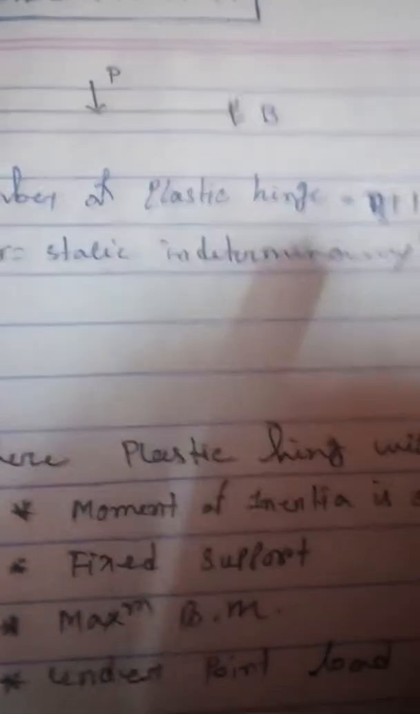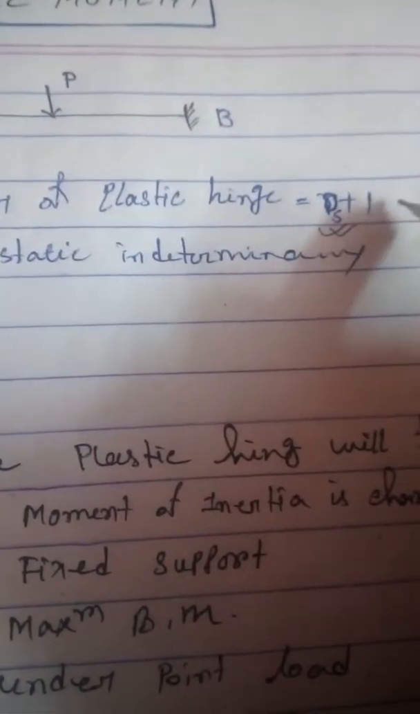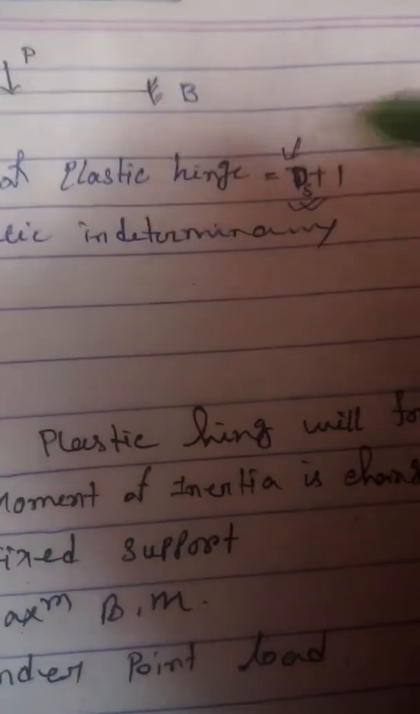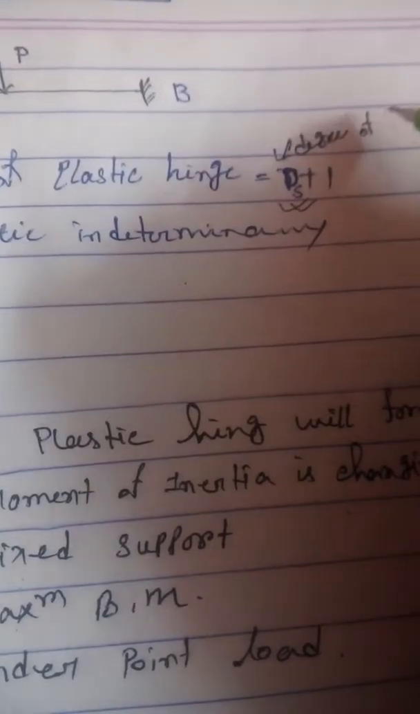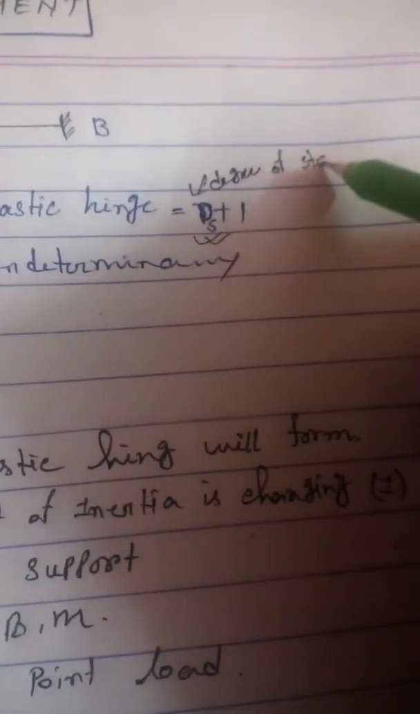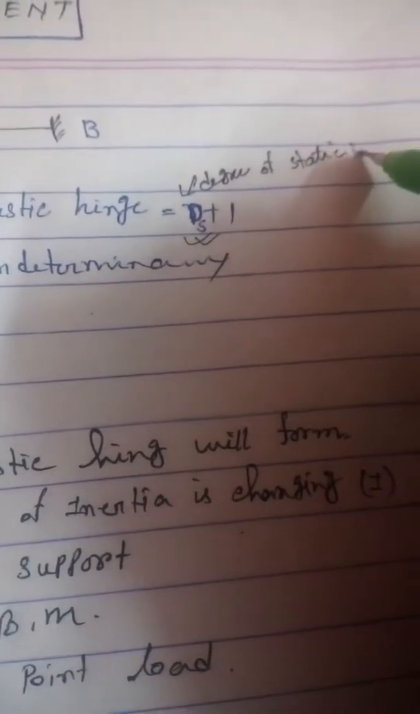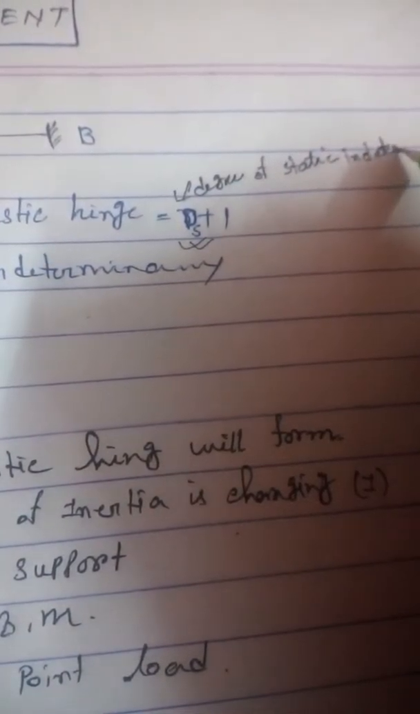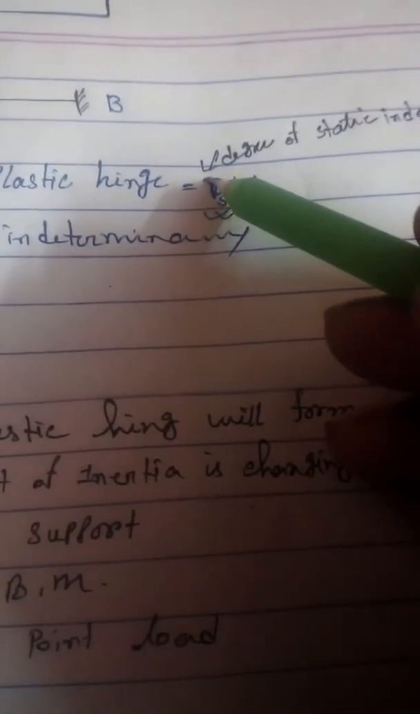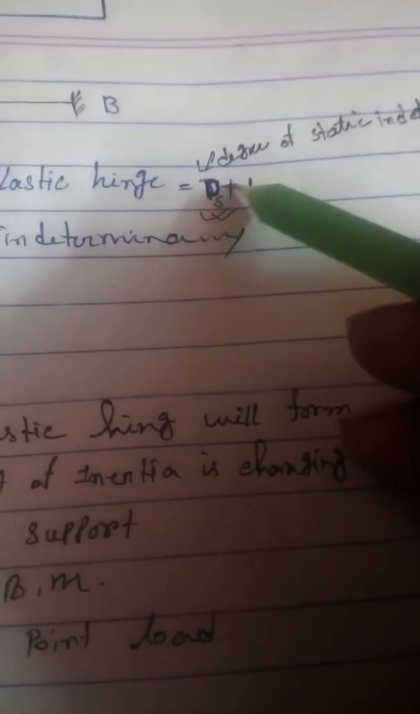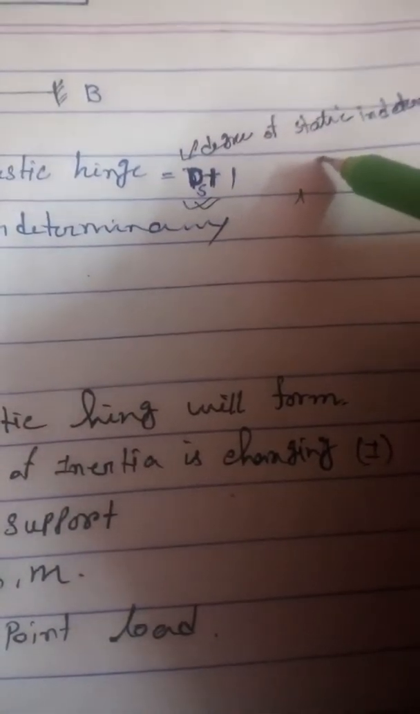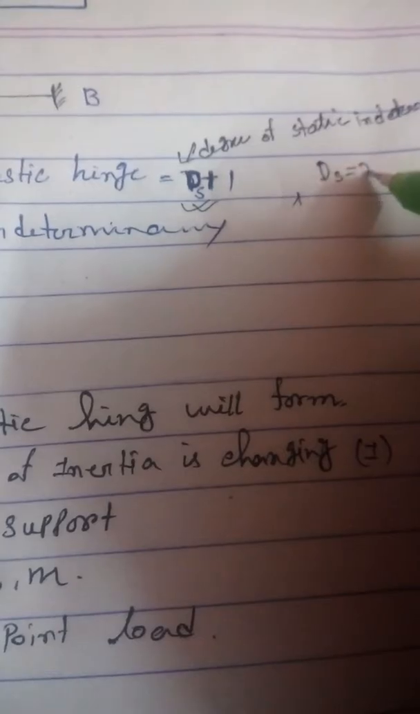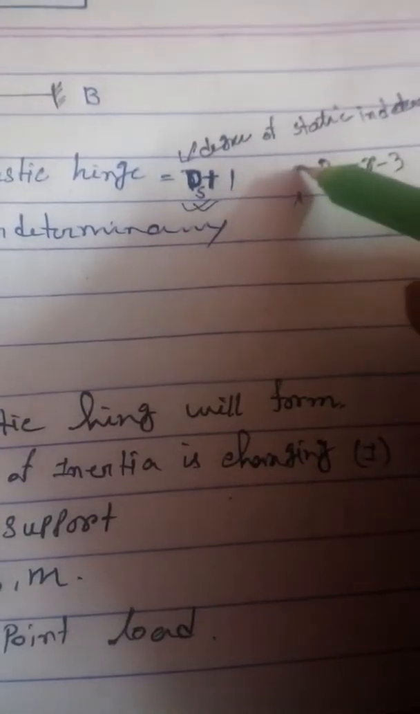The number of plastic hinges will be ds plus 1, where ds is nothing but the degree of static indeterminacy. Okay, ds plus 1. So now we know that the degree of static indeterminacy is ds equals r minus 3.